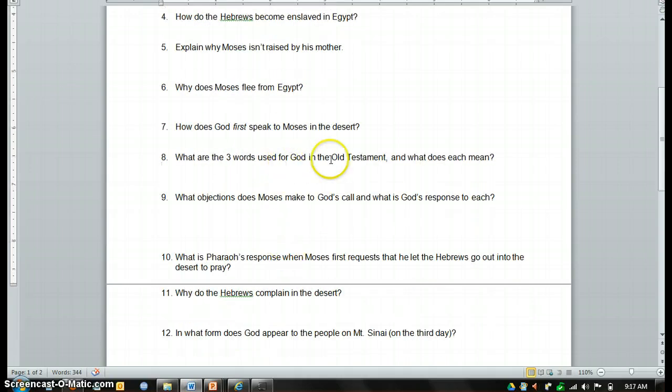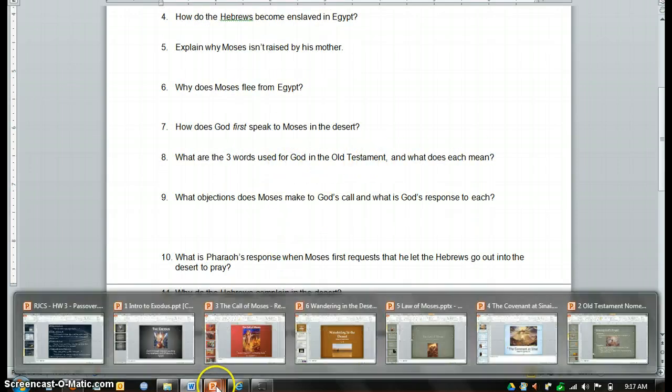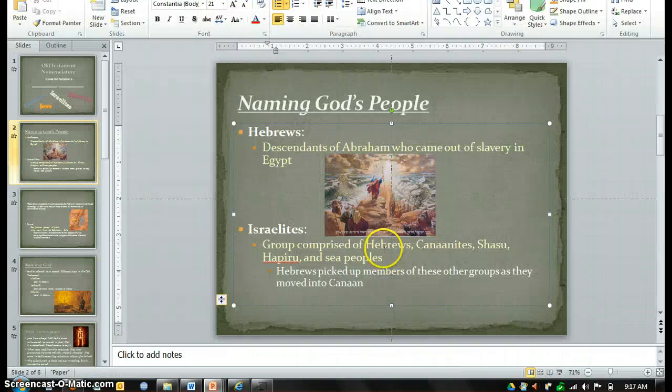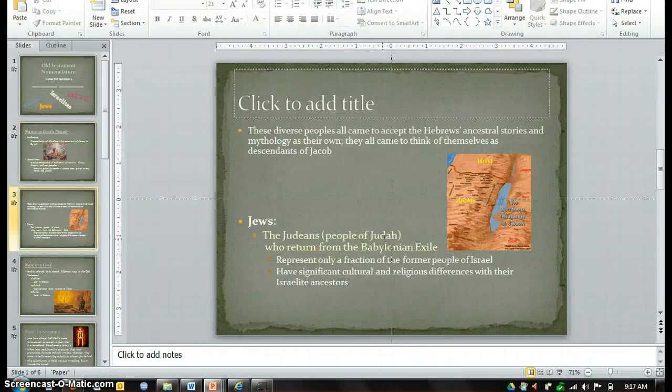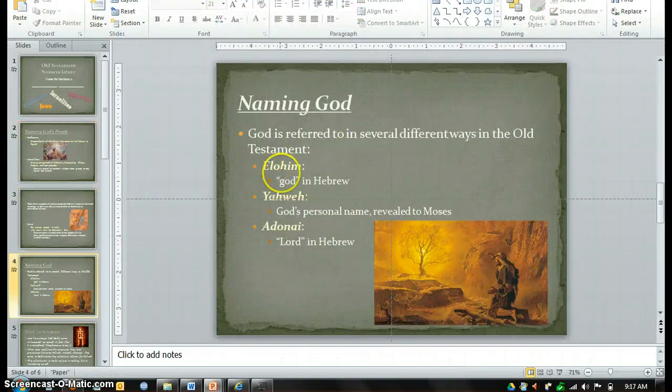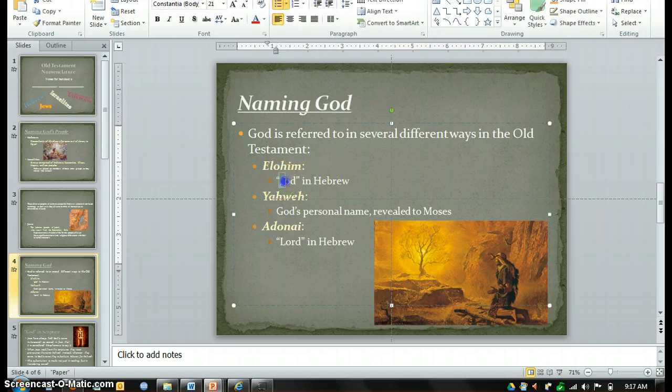What are the 3 words used for God in the Old Testament? What does each one mean? Again, this is number 2. The names for God. The word Elohim is just the word for God, like the fire god or the wind god. It doesn't mean like the God. It just means any old God, lowercase g. Yahweh means I am. That's the actual name of the God of Israel, and that's who we're talking about when we talk about God generally as Christians.